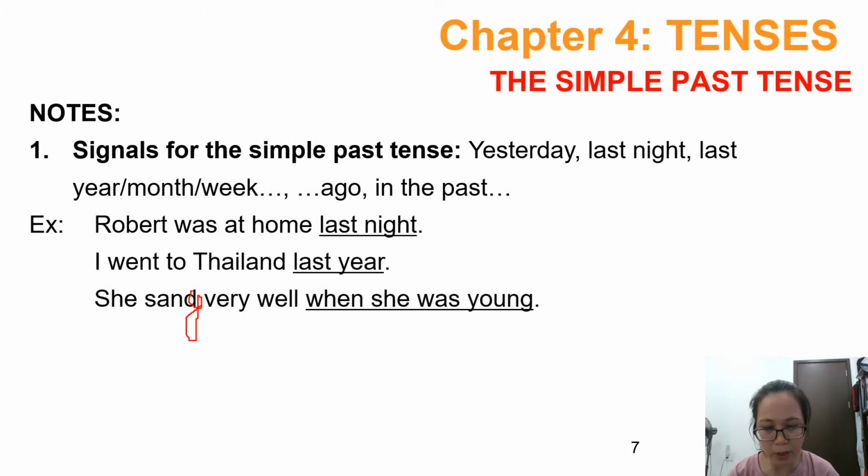There are some signals for this tense. Those are the indication words for the past time, like yesterday, last night, last month, last week, and so on. That is the first note for you. Is that okay? That's right. So let's move to the second part. Next part.